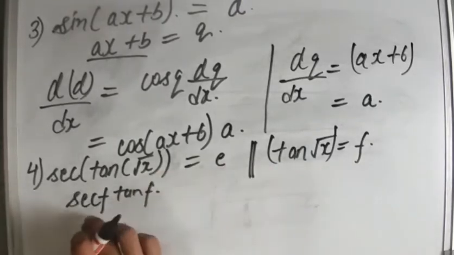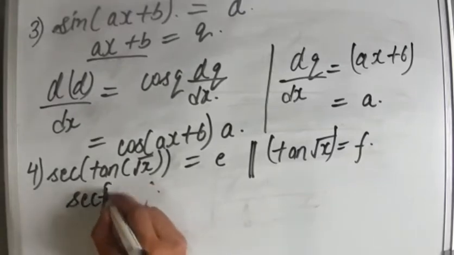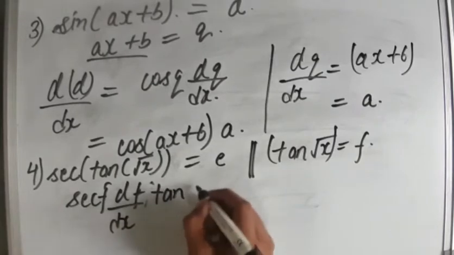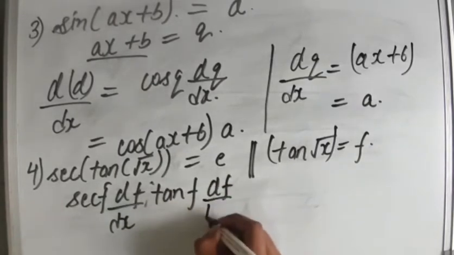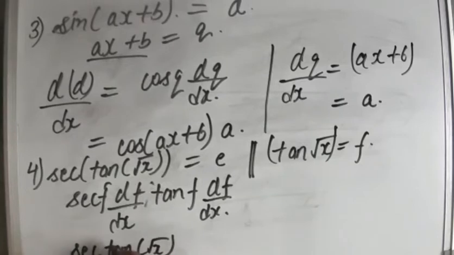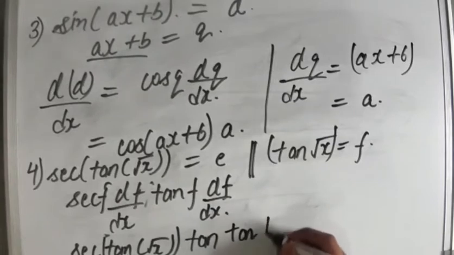Now secant f tangent f, and do you think we need to go further? Yeah, we need to go further because we cannot leave this question as it is. Secant f tangent f, we need to differentiate, df upon dx. This is what we need to do. Now let us put the values. Secant tangent root x, this is the value of secant f tangent f df by dx, and now tangent root x.